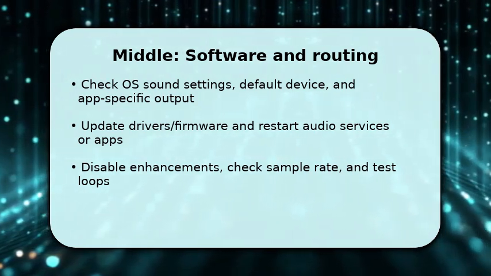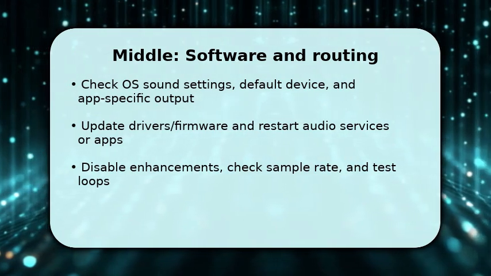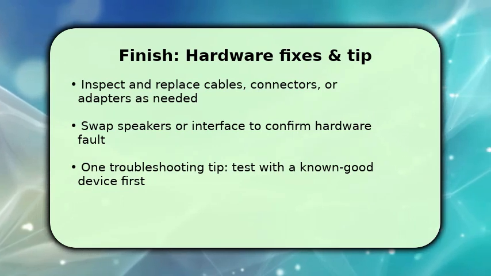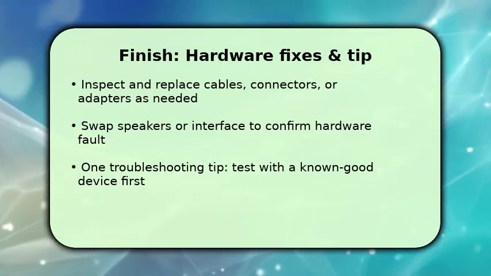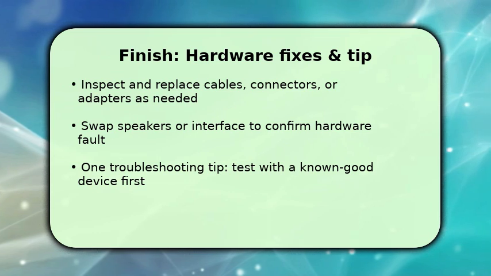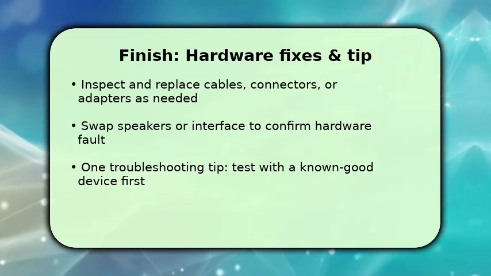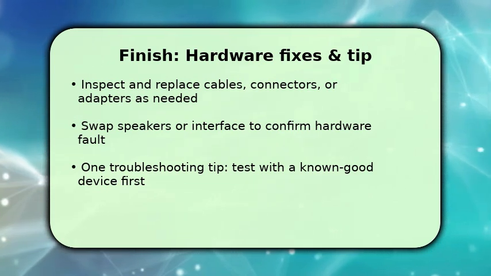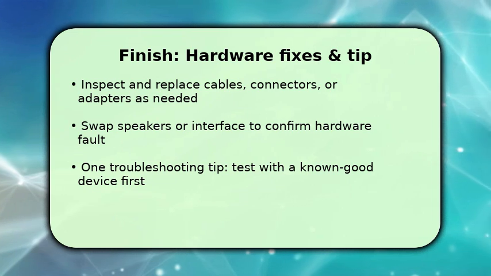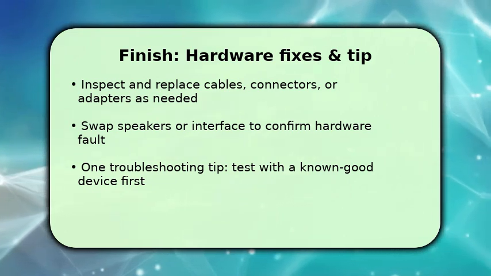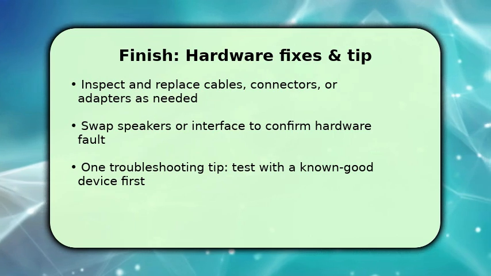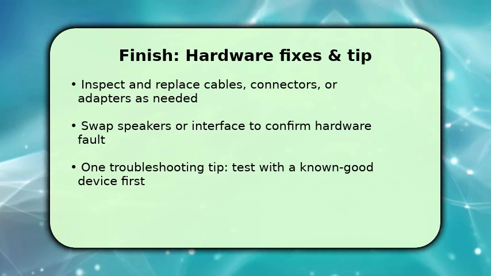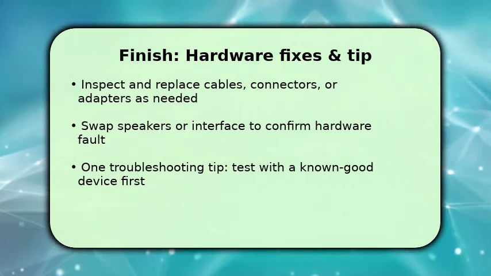Finally, focus on hardware substitution and final verification. Swap cables, adapters, or speakers methodically, replacing one element at a time so you can identify the faulty part without guesswork. If you use an audio interface, power cycle it and test with direct monitoring disabled to isolate latency or driver issues. Once the replacement confirms the problem, make the repair or reorder parts. If things still fail, one troubleshooting tip: always test with a known good device first to determine whether the fault.